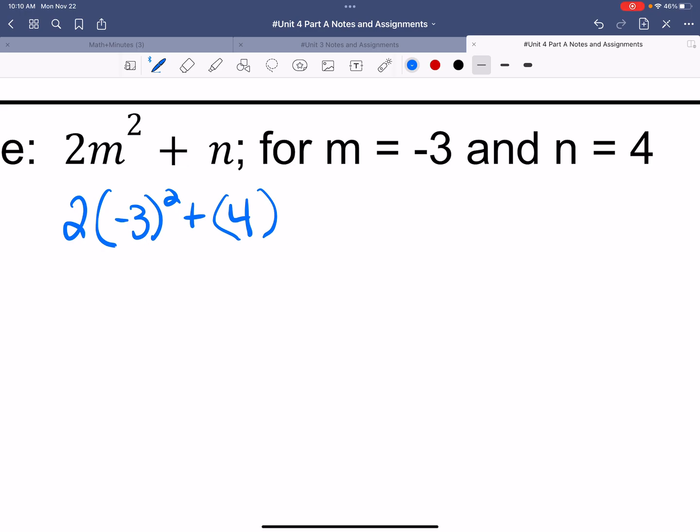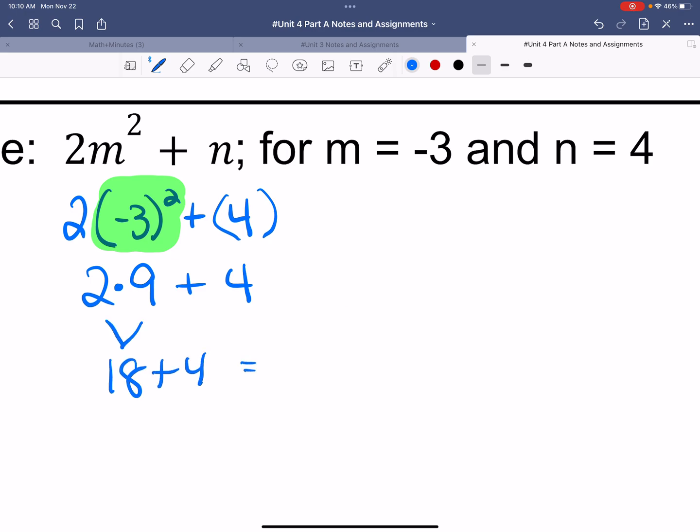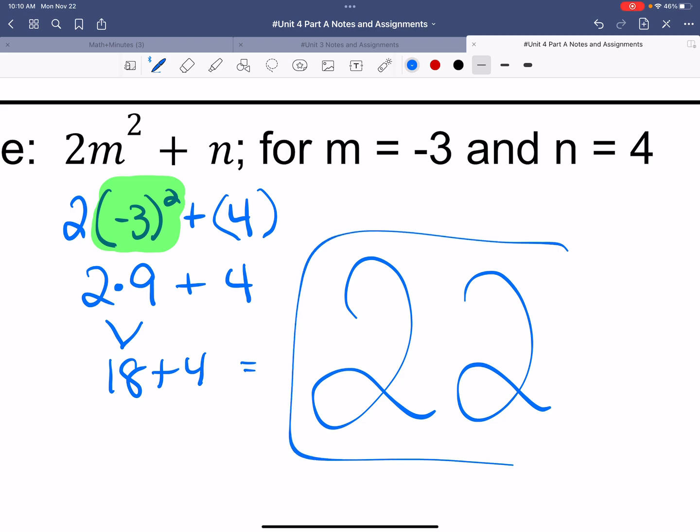Do I have to do parentheses right now? Juan, what do you think? Anything to do inside those grouping symbols? Nope. So then I've got exponents after that. What's -3 squared, Brian? 9. You got it. It's positive because the two negatives would cancel each other out. And then 22. Okay.